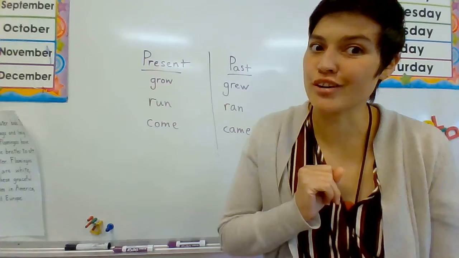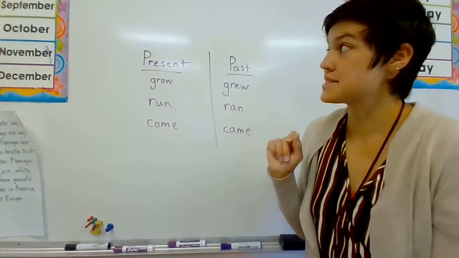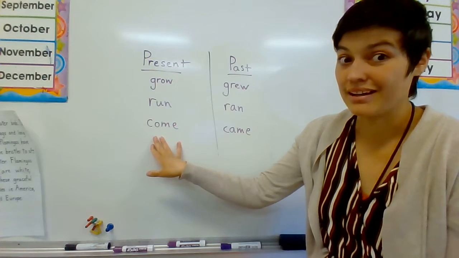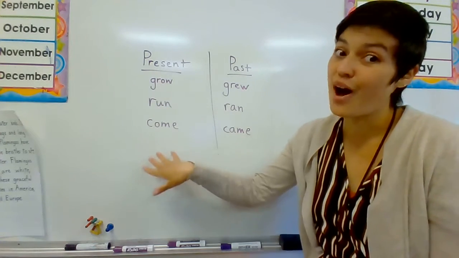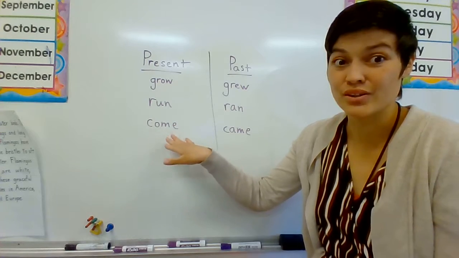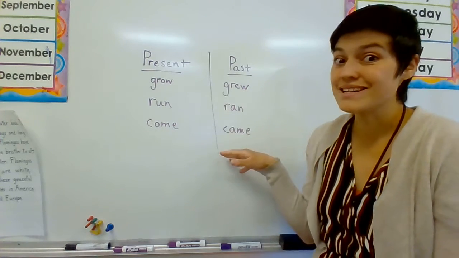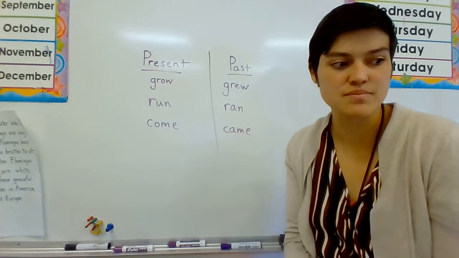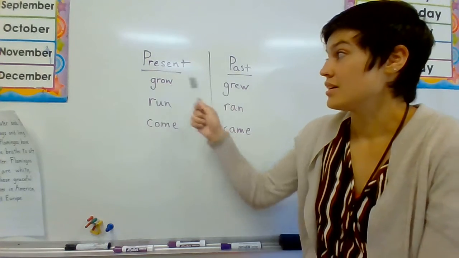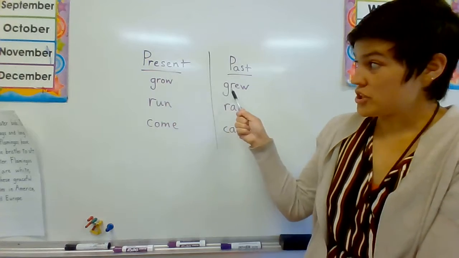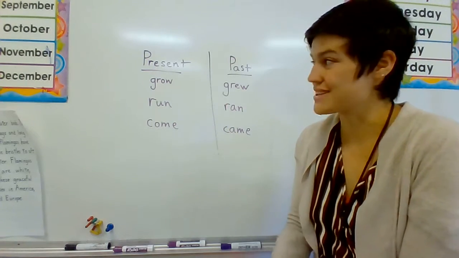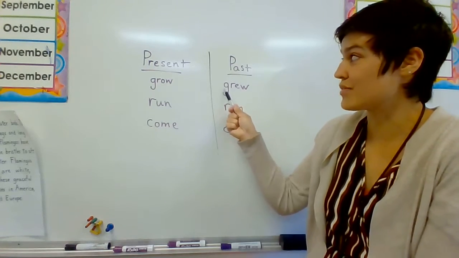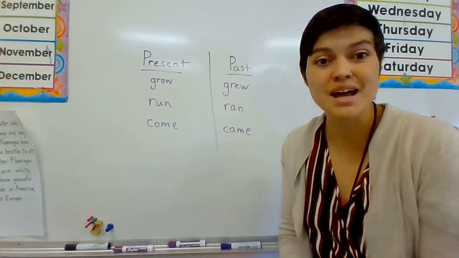So here I have a chart with some present. This column here is a list of present tense verbs. On the right, this is a list of past tense verbs. Okay, so we will take our first row and work through these. So what does this say? Grow. And our past tense verb is grew. Now let's stop right there.